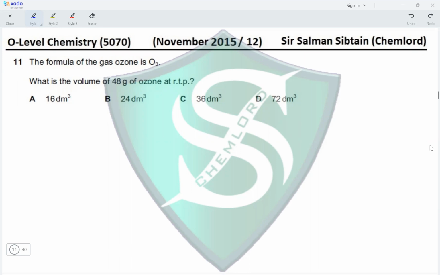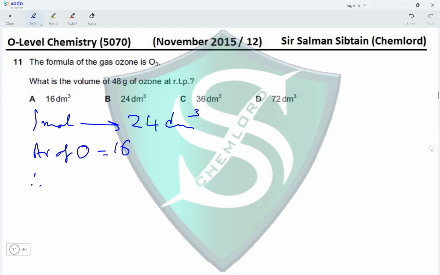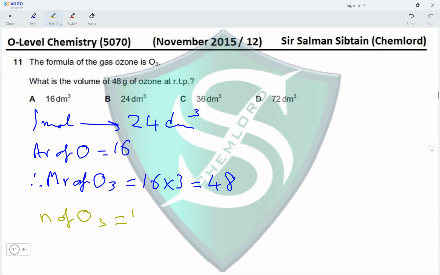So we know that 1 mole of any gas at RTP occupies a volume of 24 dm cube. So we need to find out the number of moles of ozone. The Ar of oxygen is 16. Therefore, Mr of ozone would be 16 times 3, which is equal to 48. So now to calculate the number of moles of ozone: moles of ozone is equal to mass 48 upon Mr, which is also 48, which gives us 1 mole.